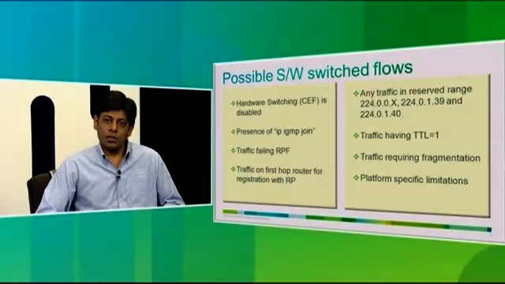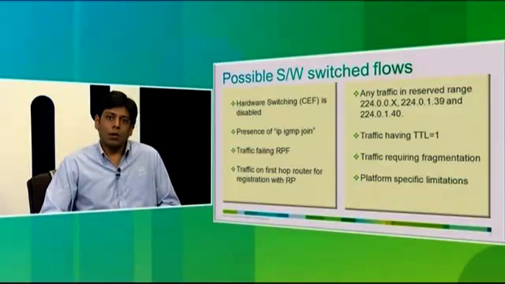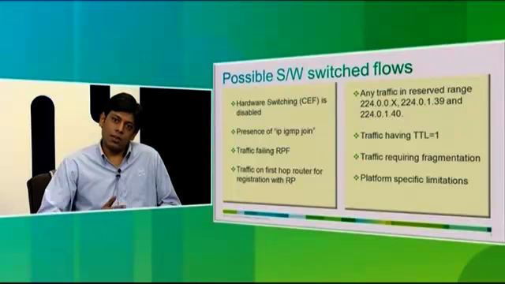Fragmentation for unicast or multicast traffic is always done in software. So we need to make sure that whatever source we are deploying is generating the traffic at the right MTU value, and if it is generating at a higher MTU value, we need to make sure that throughout the path of the multicast stream in our network, we have the MTU set correctly.